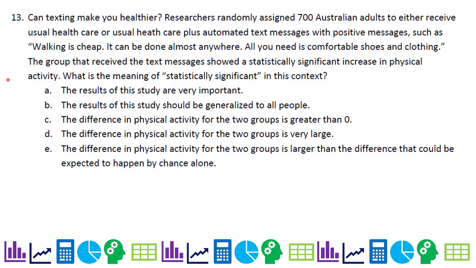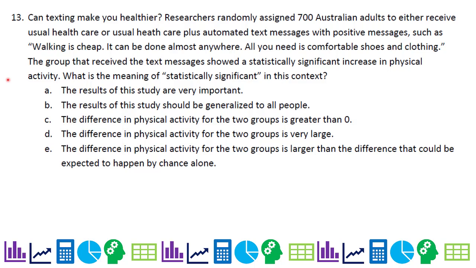Number 13, can texting make you healthier? Researchers randomly assigned 700 Australian adults to either receive usual health care or usual health care plus automated text messages with positive messages such as, walking is cheap. It can be done almost anywhere. All you need is comfortable shoes and clothing. The group that received the text messages showed a statistically significant increase in physical activity. What is the meaning of statistically significant in this context?